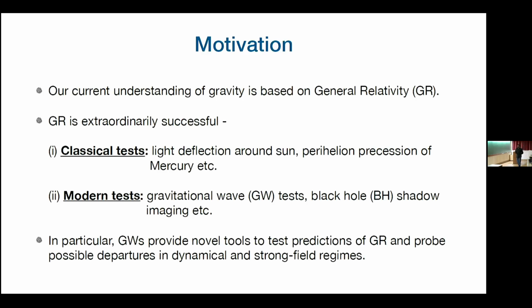Let me start with the brief motivation of this work. We all know that our current understanding of gravitational physics is based on Einstein's theory of general relativity. It is an extraordinarily successful theory in the sense that it describes a plethora of gravitational observations quite successfully, like all the classical tests which we know in, let's say, our MScs or so. Like light deflection around the Sun, perihelion precession of Mercury, etc. Then there are some recent modern tests involving gravitational wave observations and black hole shadow imaging.